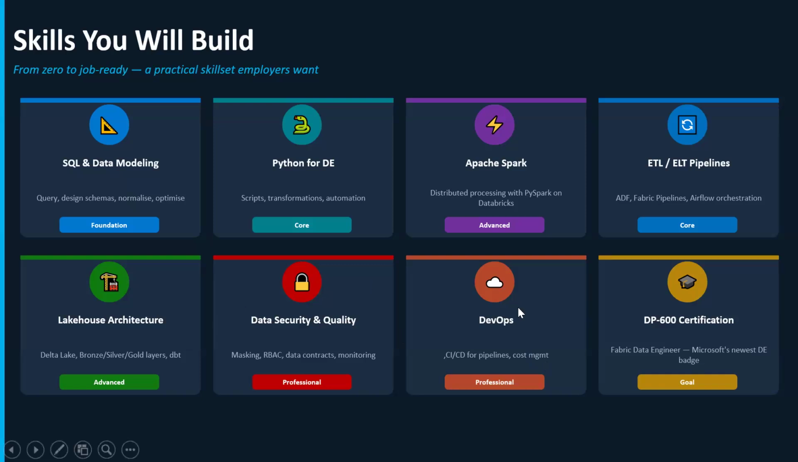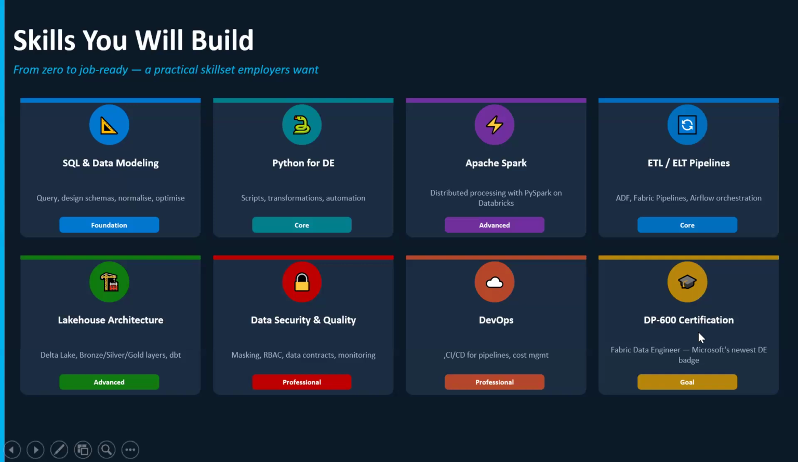Okay, so these are all the things you'll build your skills in: SQL, Python, Spark, building the pipelines, building the security, and also building the lakehouse. So these are all the things you'll try to learn as part of this program. And also this is a good, must-have skill set to become a good data engineer.